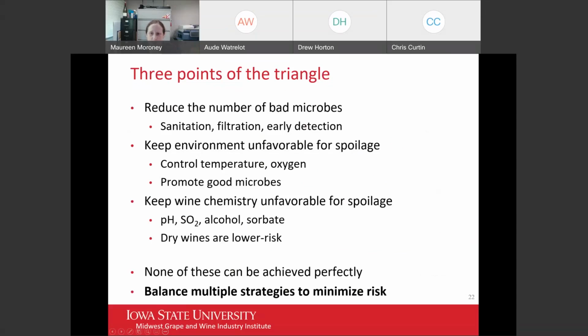But because none of these can be achieved perfectly, we need to use multiple strategies to minimize our risk. I'm highlighting that repeatedly because if there's one thing I want you to take away with you today, I want it to be that.